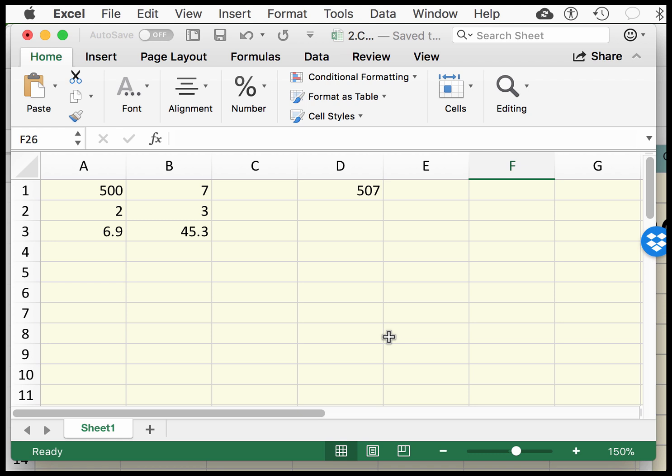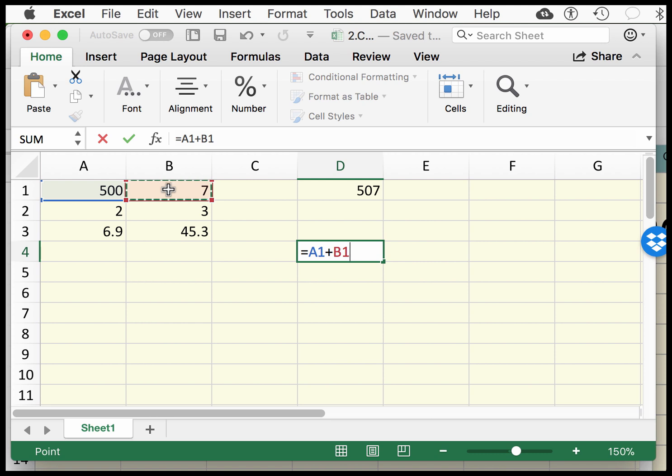Here's a shortcut for using cell references in a formula. Instead of typing the address, click or tap in the cell and the address will be entered in the formula. I'm going to repeat the first calculation I did. So I want to be adding A1 and B1. So equals, instead of typing A1, I'm just going to click in cell A1 and it typed it for me. Plus, click in B1, there it is.